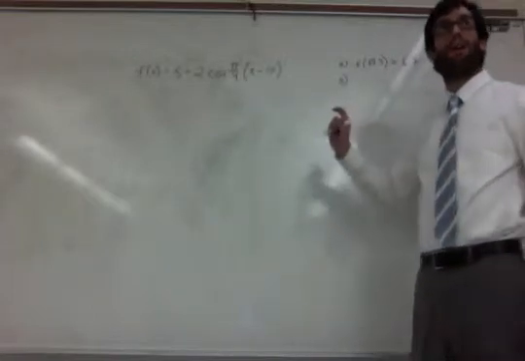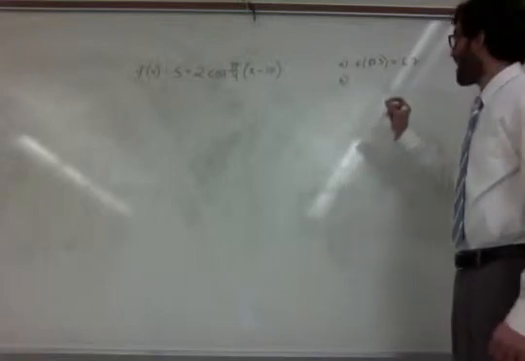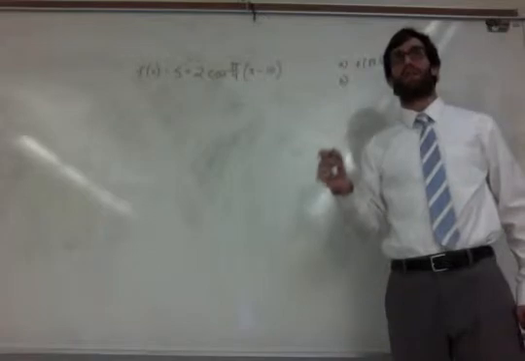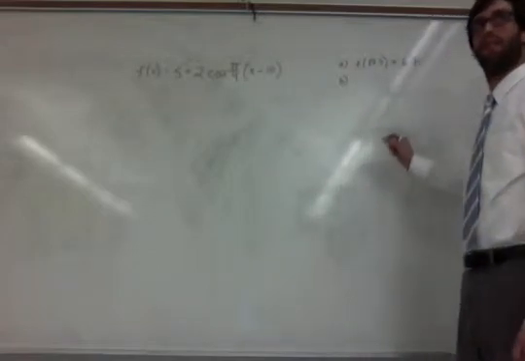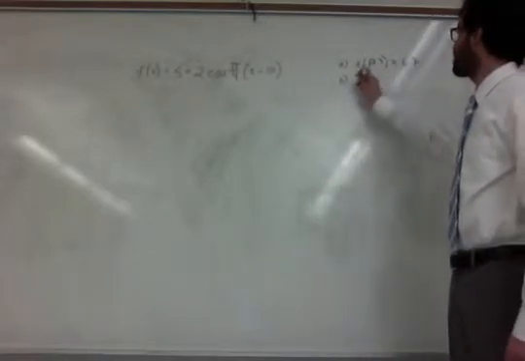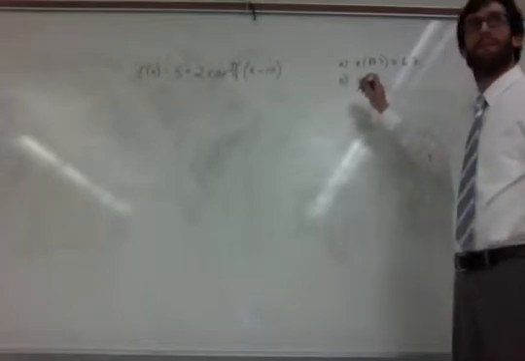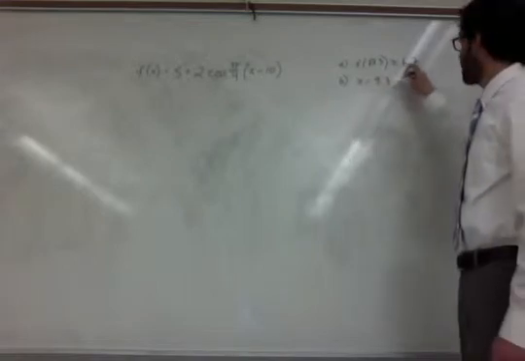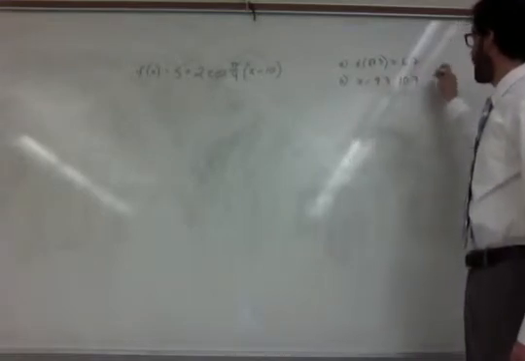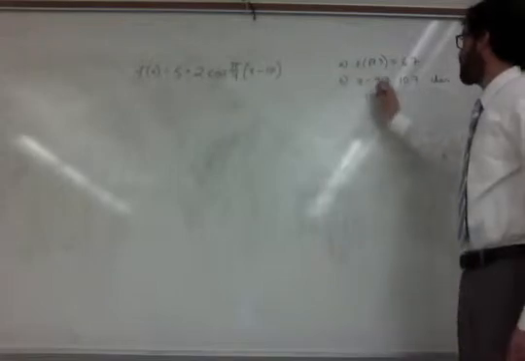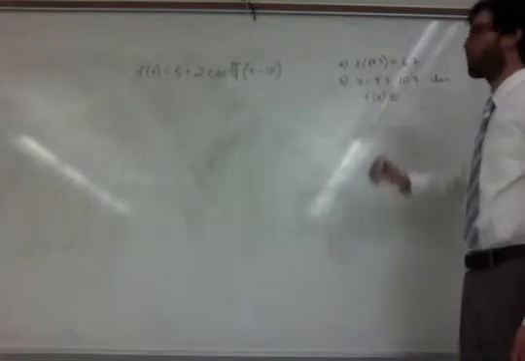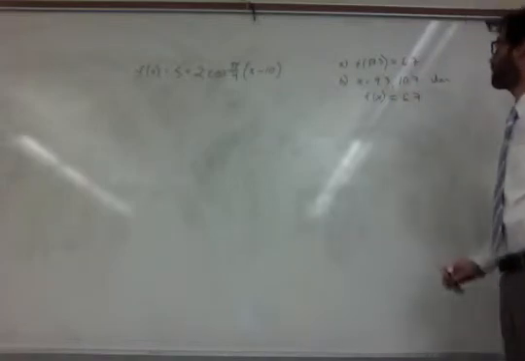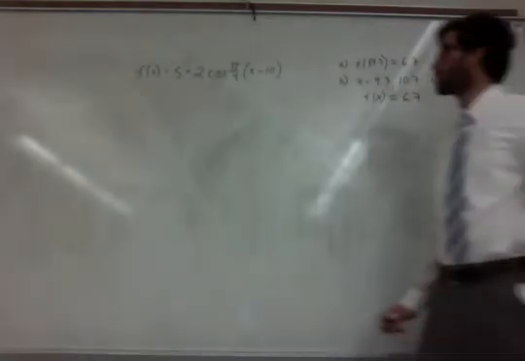And then when we were asked to find x, given f of x was 6.7, we got that x was 9.3 more or less, and 10.7. All right. When f of x equaled just about 6.7. Okay. So let's graph this.